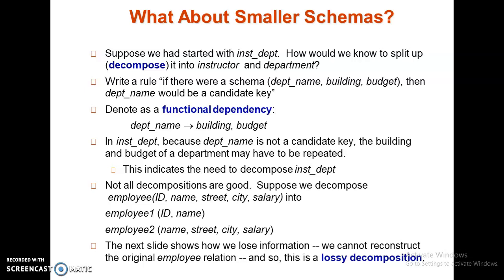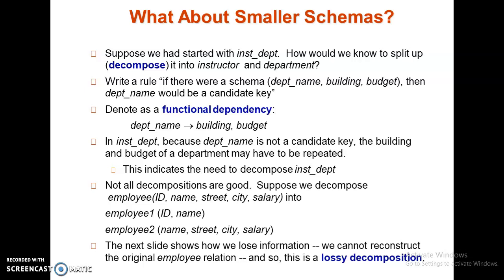Suppose we have started with an instructor department relation. How would we know to split up this instructor and department? And that's what we are talking about. On what basis this normalization, splitting up of a table into pieces, has to be carried out. And it has to be fully relied on the functional dependency that exists among the attributes.